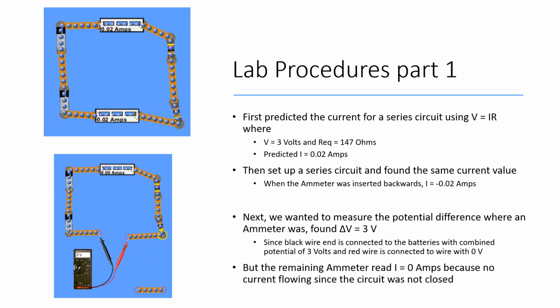The red one was connected to a wire which had 0 volts because the circuit was broken. But the remaining ammeter read I equals 0 amps because no current was flowing since the circuit was left open and not closed.